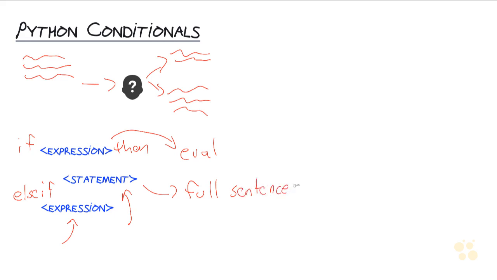Statements, on the other hand, are full, complete sentences inside of our programming language. And a full sentence means that it may contain expressions, it may not, but it can stand on its own. It will execute entirely on its own, in theory, as part of our computer program.